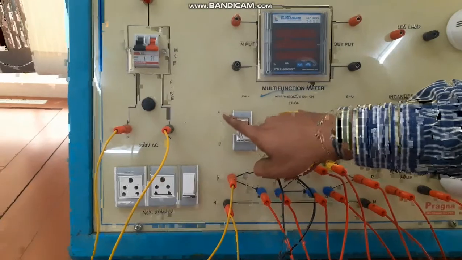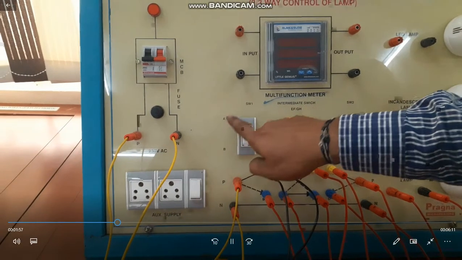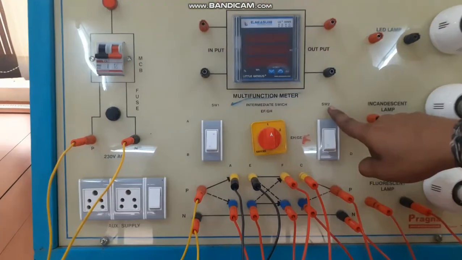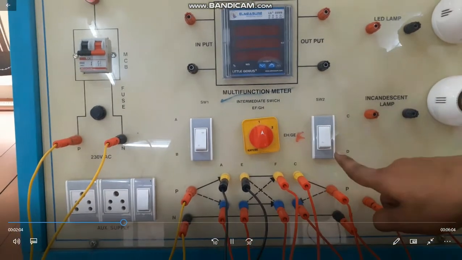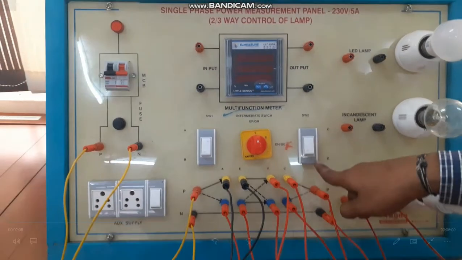The terminals: if the switch S1 is at the top position, it is at terminal A, and the switch SW at position B. And this is one more switch called SW2, and here the switch is initially at position C. If you throw it down, it will come to position D.